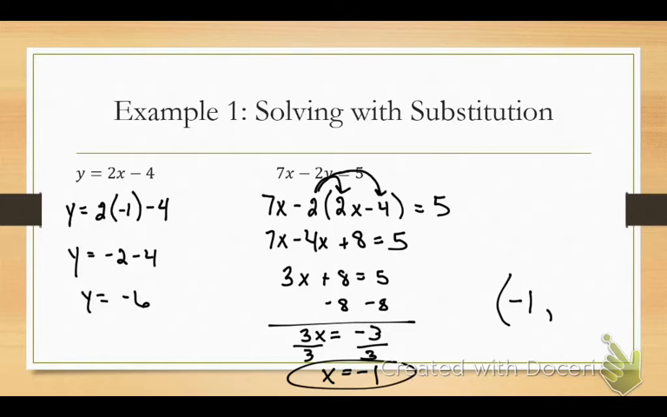-6. So that gets filled in for y in the ordered pair, and that is my solution. Okay? So it's not that any one step is just really difficult. It's just a lot of steps. We just got to take one step at a time.